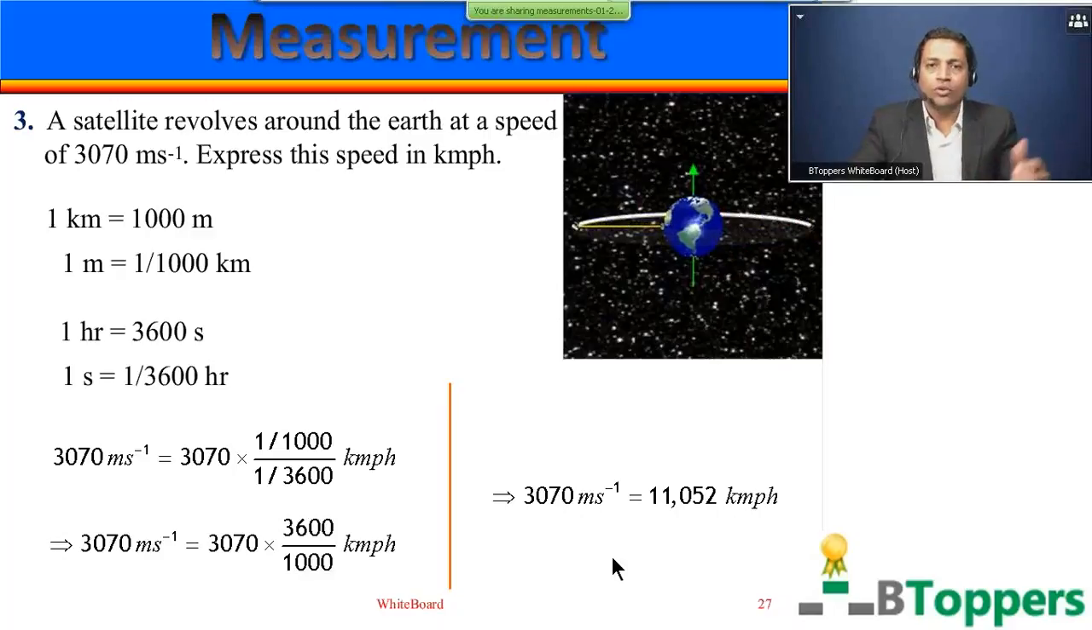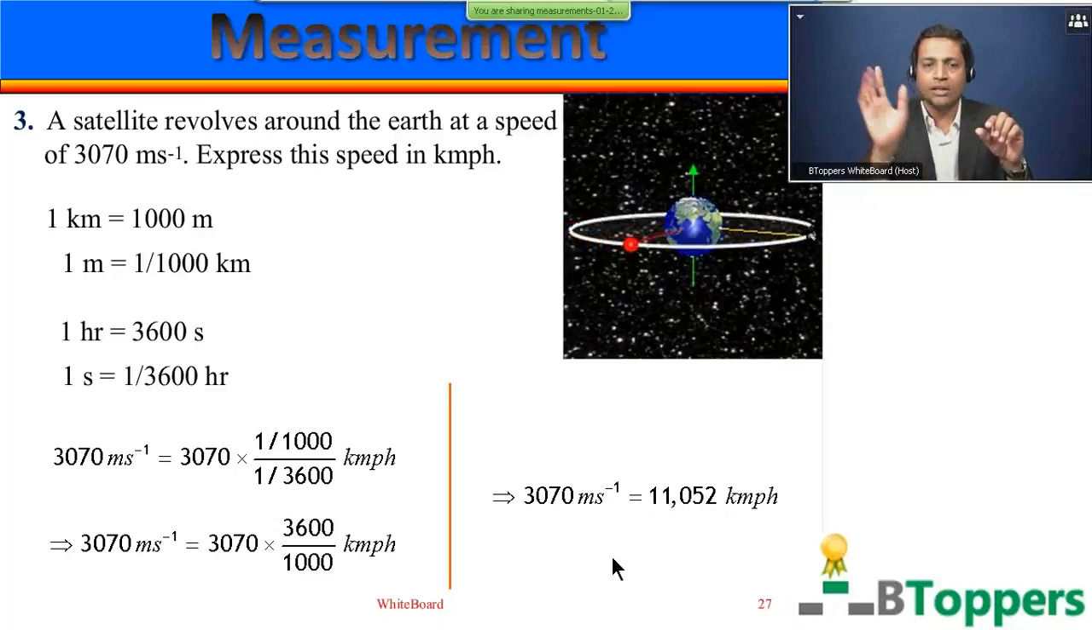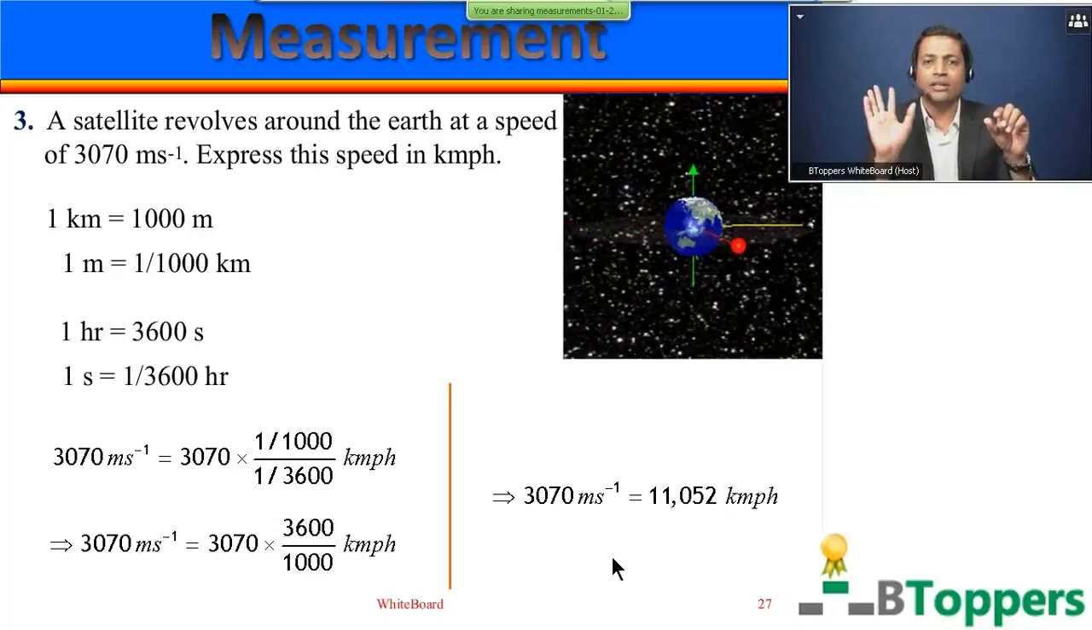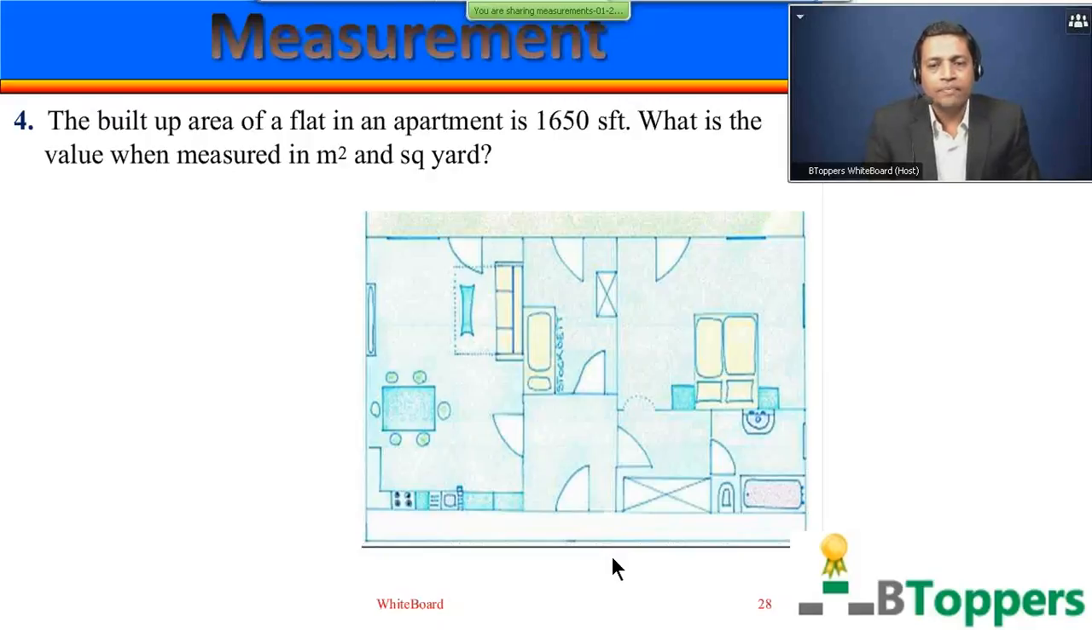So this is how you can calculate the quantity in terms of different units when there are two or more quantities involved here. You write the conversion factor for each of the quantities. If it is in the numerator, you write it in the numerator. If it is in the denominator, you write it in the denominator. Then do whatever cancellations are to be done and you'll get the answer. Now let us look at the next example.